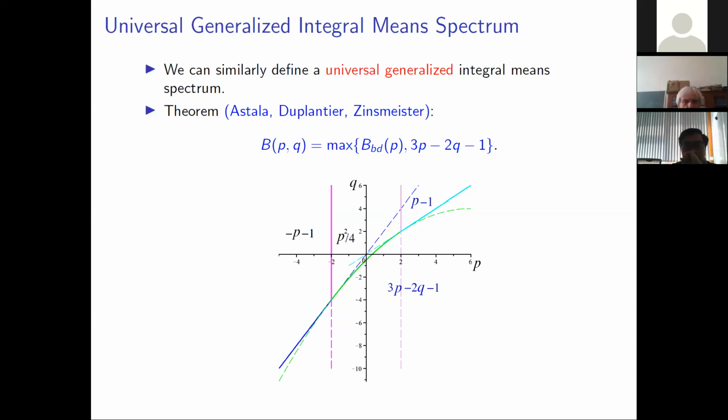A theorem proved by Astala, Duplantier, and Zinsmeister, which is similar to the last one that we have seen, says that B equals the max of the universal spectrum on the bounded class and a linear function, 3p minus 2 minus 1, the graph, with the assumptions of the cluster conjecture and the Brownian conjecture. So there are four zones, and yes, there are four forms of the spectrum B: the first one here, the second, and the third here.